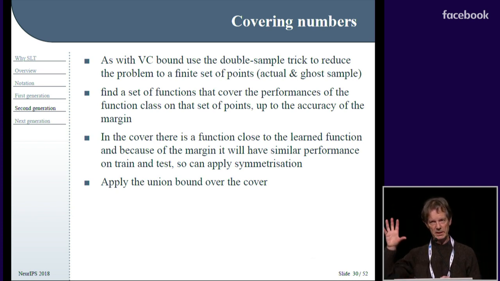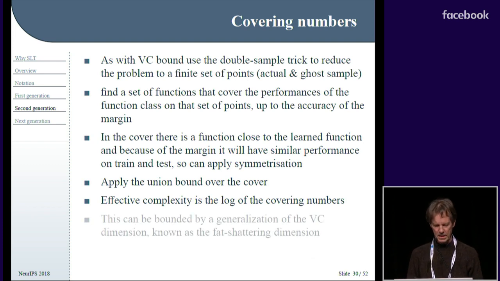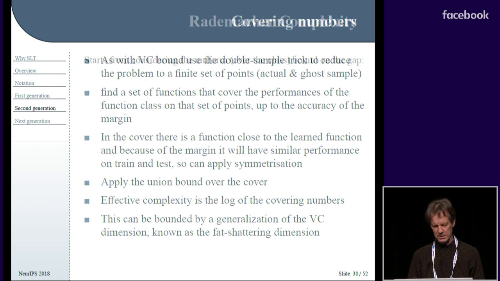So here we've actually taken functions together that are close in this cover sense. And the effective complexity is the log of the covering numbers. So the critical measure you need to have here is the size of this cover. And this can actually be bounded by a generalization of the VC dimension known as the fat shattering dimension. So this is the outline of this, if you like, first approach to proving generalization bounds for large margin classifiers.